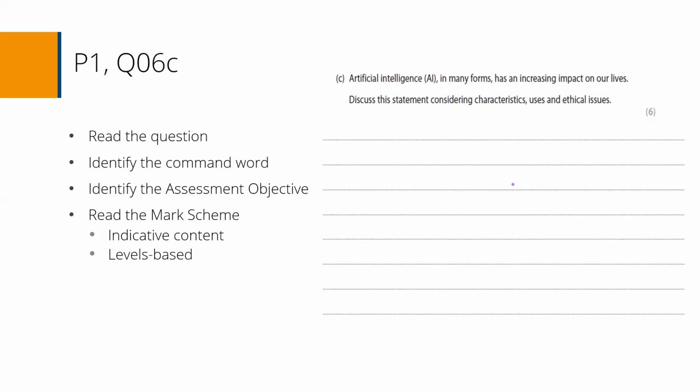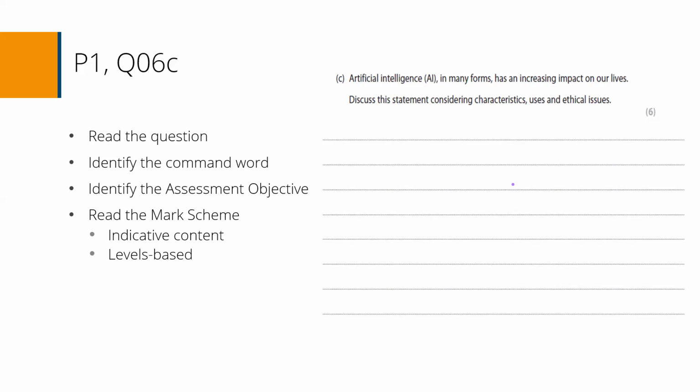If you're looking at the indicative content on page 22 now, I haven't got a slide for this, but you'll see the indicative content's divided amongst 3 things: characteristics, uses, and ethical issues. So obviously for a higher mark answer, I would be looking for someone who at least has got examples from those 3 categories. There's always going to be an exception to the rule, but that would be a general guideline that I would expect some reference to characteristics, because it's in the question, some reference to uses, which is also in the question, and some reference to ethical issues.